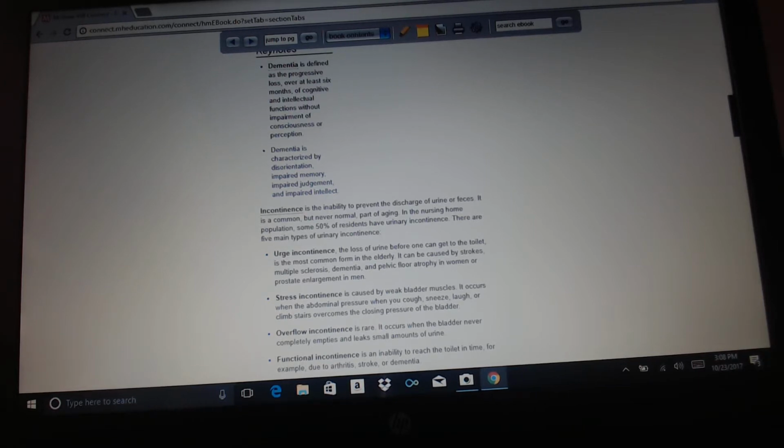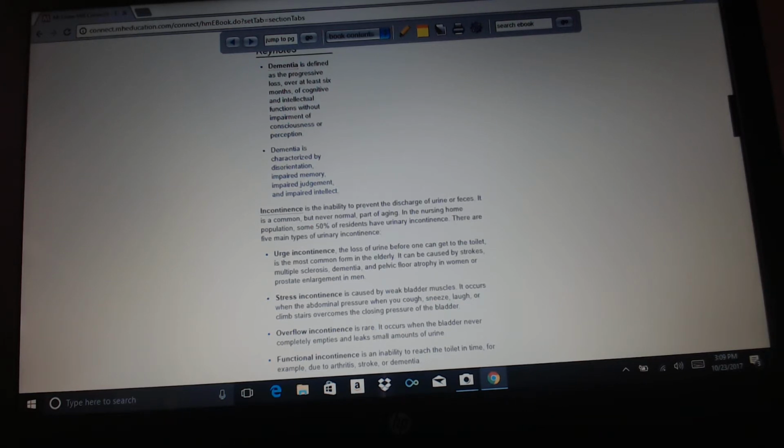Dementia is defined as the progressive loss over at least 6 months of cognitive and intellectual functions without impairment of consciousness or perception. Dementia is characterized by disorientation, impaired memory, impaired judgment, and impaired intellect. Incontinence is the inability to prevent the discharge of urine or feces. It is a common but never normal part of aging.